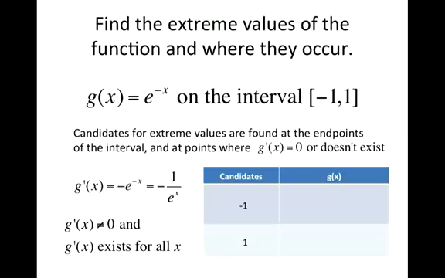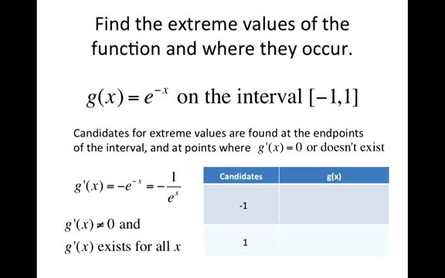That's why it was important that this was a closed interval. If it had been the open interval from -1 to 1, there wouldn't be end points, and so we wouldn't have any candidates. We would be done with the problem and say there are no maximum or minimum values. But we do have endpoints, so let's evaluate.